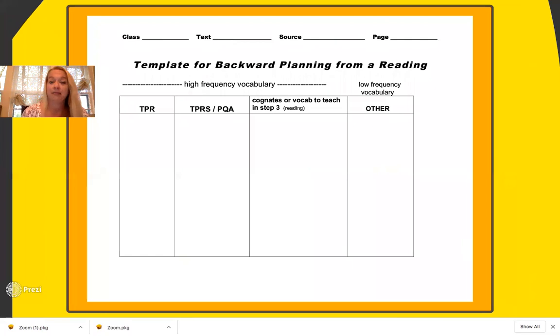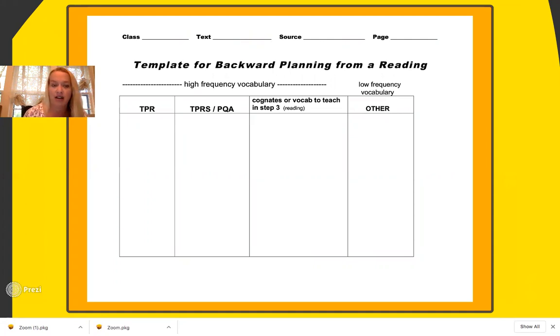Here is the backward template that I use in planning my novels. I got this from Jason Fritz, and I actually fill this out for every chapter of every book that I read. And I put them, I'm old school, in 3-ring binders, in plastic sleeves, along with other activities that I use with each book. So there's several columns here.